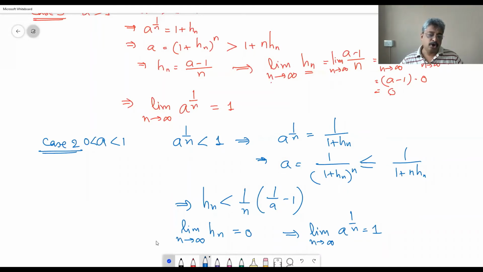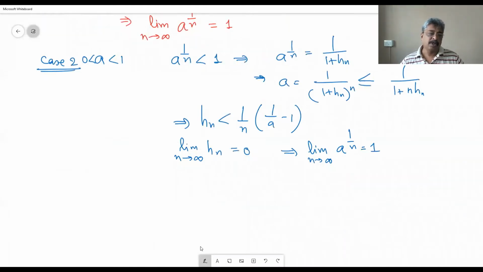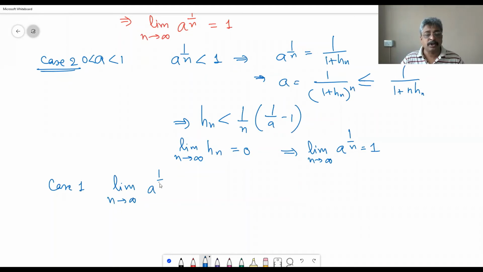And case 1 was constant: limit n tends to infinity a raised to 1 upon n is equal to 1 if a is equal to 1, because 1 raised to any number is going to be equal to 1.